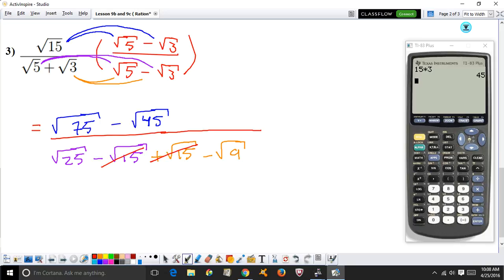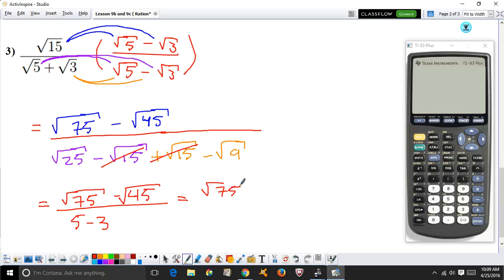So now, let's see if we can simplify. Now, let's rewrite everything. So we got square root of 75 minus square root of 45. Now square root of 25, that's 5. Minus square root of 9 is 3. So we have square root of 75 minus square root of 45 divided by 2. Because 5 minus 3 is 2.